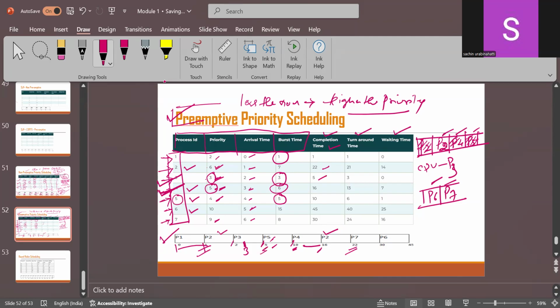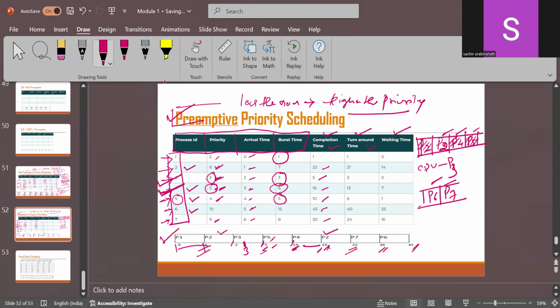And P4, if you see here, has completed at the 16th unit of time. Similarly, P5 has completed at unit number 10. Then P6 is the last process to be completed, at 45, and P7 has completed at 30. So completion time has been calculated. Once the completion time is available, we can easily calculate the turnaround time.